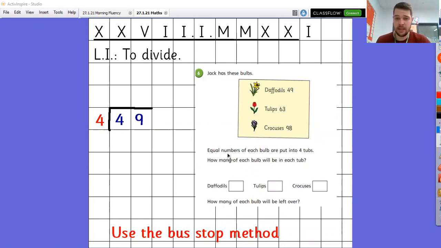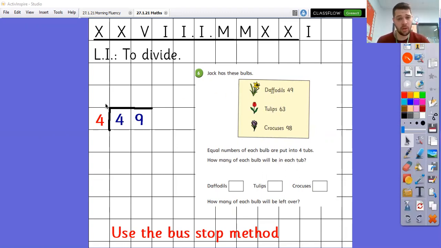Okay, so equal number of each bulb are put into 4 tubs. So how many of each bulb will be in each tub? So I've already done what it would look like there. So daffodils 49 divided by 4. Of course, you'd need to do tulips 63 into 4 tubs, so divided by 4, 98 into 4 tubs. So 98 divided by 4 as well. You can do that question as a whole, or you can just try this question here as a bit of a starter. I'll pause the video now.